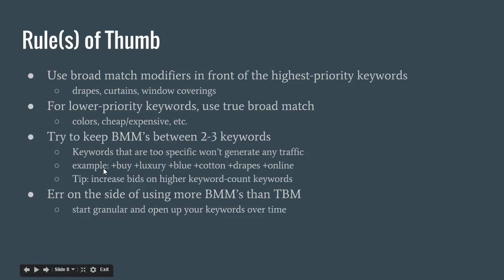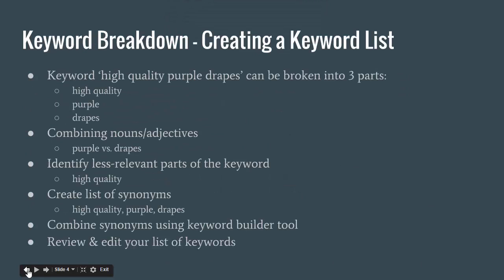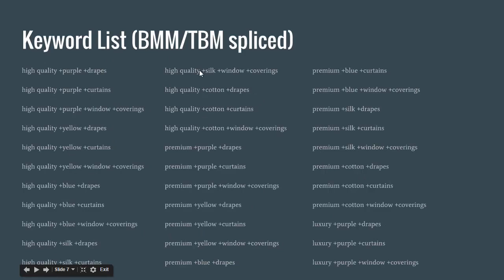And then I'm actually going to go back a couple slides here because I want to finish this up. I wanted to make sure I covered this last step here. It says combine synonyms using the keyword builder tool, which we did, and we got this list of keywords with the broad match modifiers and the true broad match spliced together.